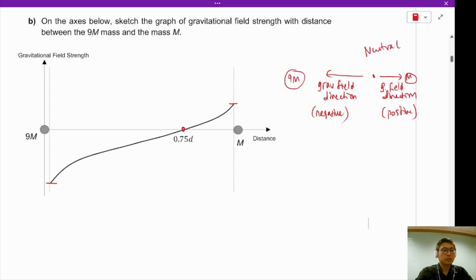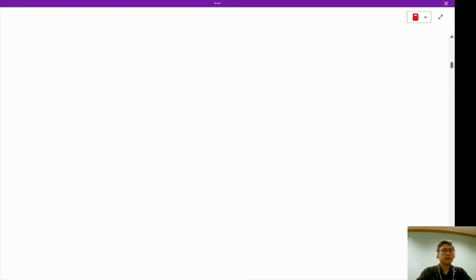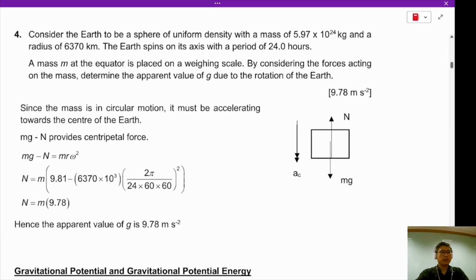Now let's go on to question 4. Consider the Earth to be a sphere of uniform density with this mass and a radius of 6370 km. So we just make sure that we convert that to meters. The Earth spins on the axis with a period of 24 hours, convert to seconds.